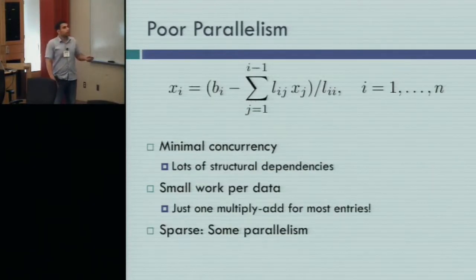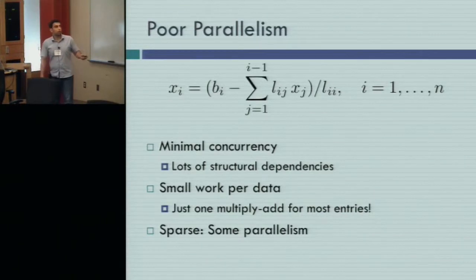However, this problem has very poor parallelism. This is the recursion explaining the problem. Each X entry may depend on all the previous X entries through this equation. So you have minimal concurrency and loss of structural dependencies. You also have small work per data, just one multiply add for most entries, as you can see in this summation, just multiplying these two, Lij and Xj.